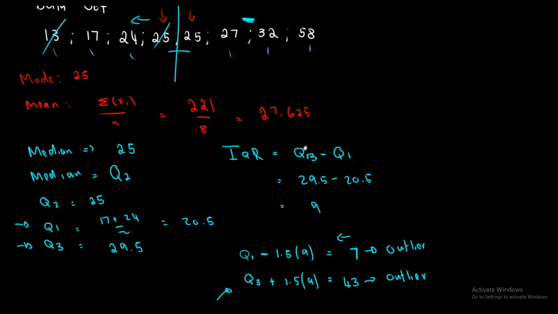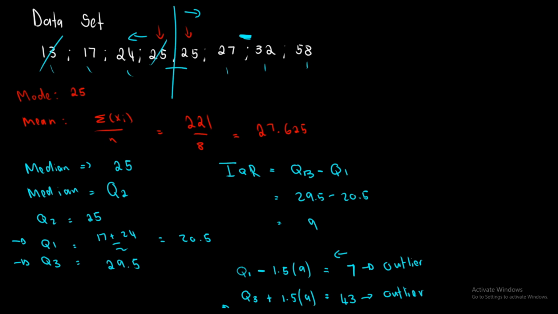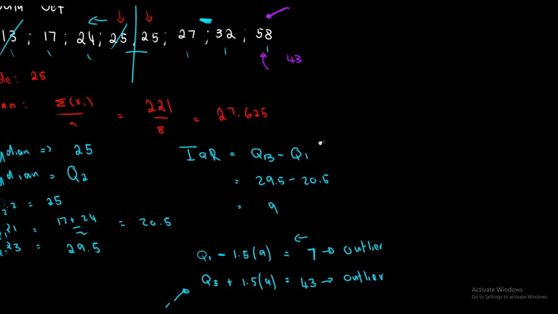Now let's go look at our data set. Do we have any values below 7 that seem out of the ordinary? No. We have 13. Well, if we look at our first data set, we have 58. 58 is clearly bigger than 43, right? So we can then assign 58 as an outlier.